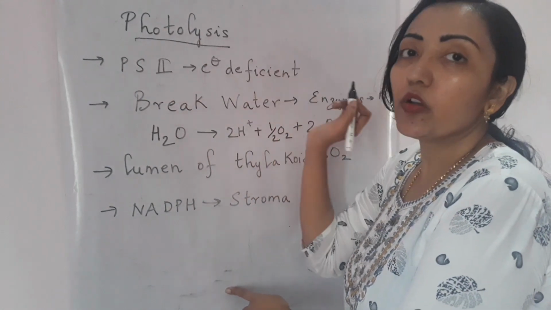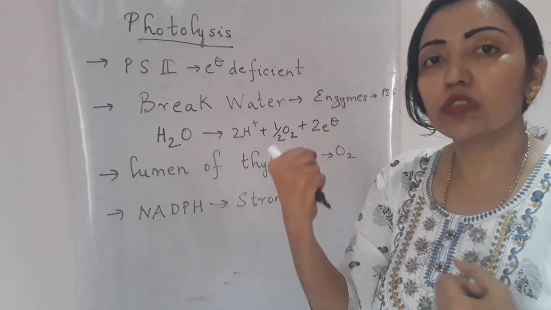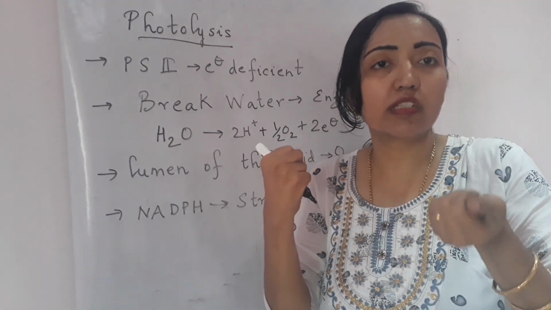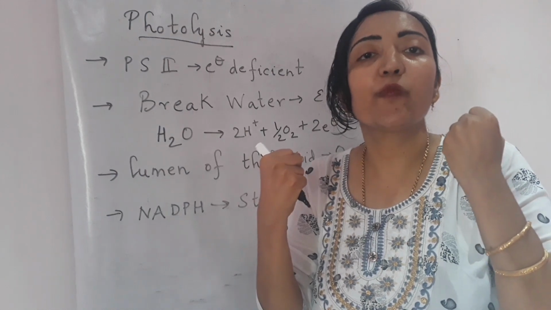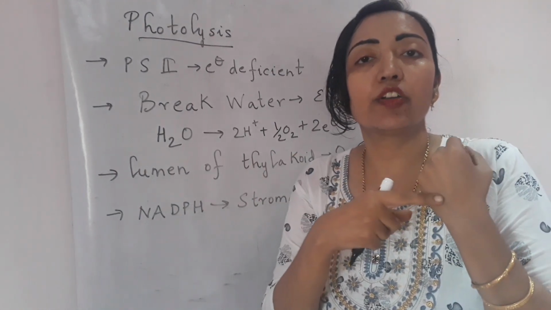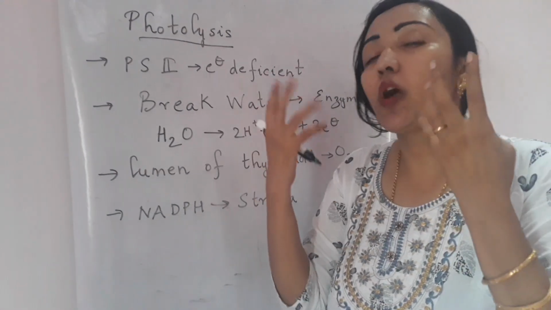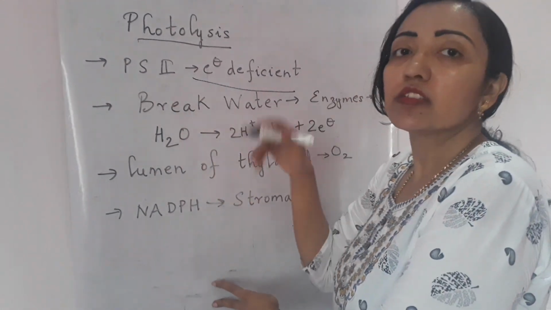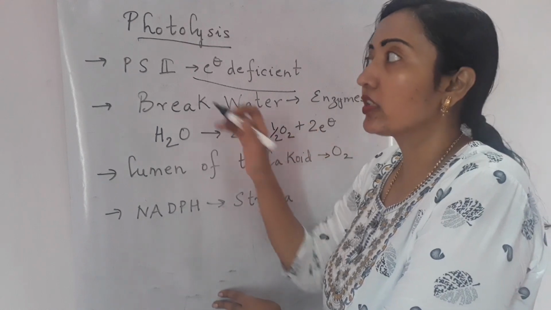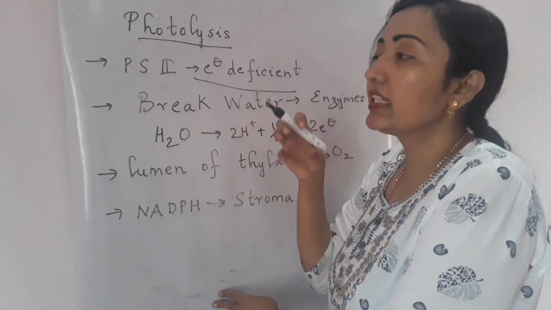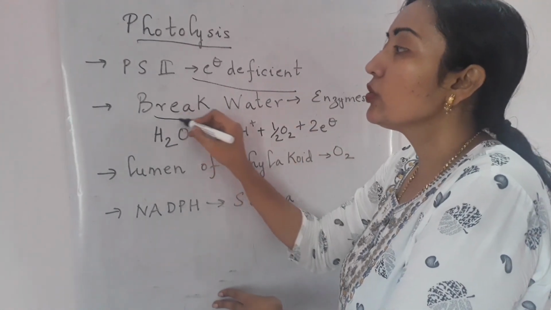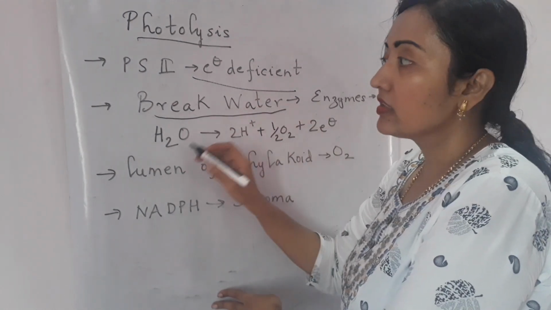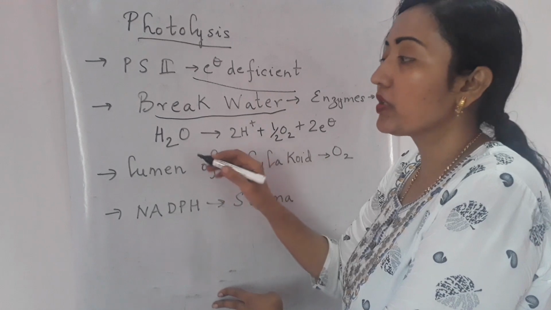Photolysis is the breaking of water. Now there is photosystem 2 and photosystem 1. Photosystem 2 has given the electron to photosystem 1, and photosystem 1 has utilized this electron to make NADPH. Now when light falls on photosystem 2, it is electron deficient, so it cannot excite an electron. Photosystem 2 has certain enzymes, so it uses light energy to break water. This breaking of water is called photolysis.